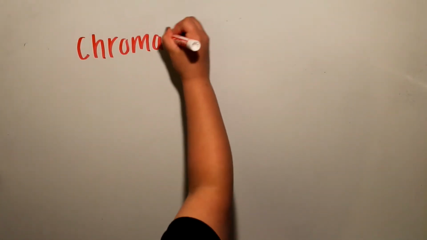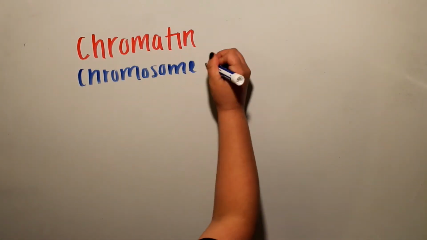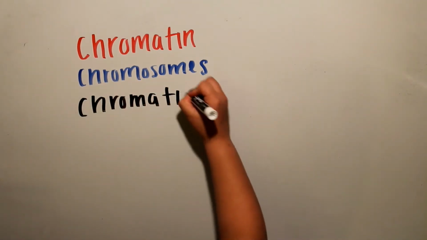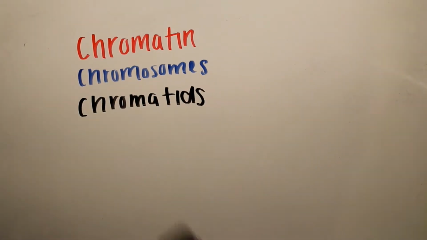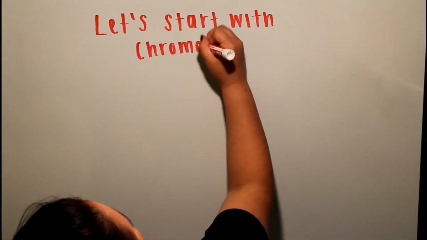When it comes to learning about the cell cycle, there is a lot of confusing vocabulary to navigate. Specifically in this video, I am going to talk about the differences between chromatin, chromosomes, and chromatids. Right now, I'm going to go ahead and start by describing chromatin.